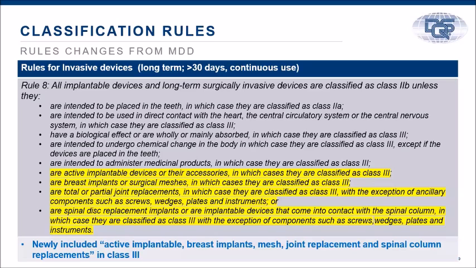For orthopedic implants, it has been clearly put in here: total or partial joint replacement are class 3. The only exception is screws, wedges, plates and instruments used for that, which are exempted from class 3. Those things will come under 2B. Spinal disc replacement implants, which come in direct contact with the spinal column, come under class 3.